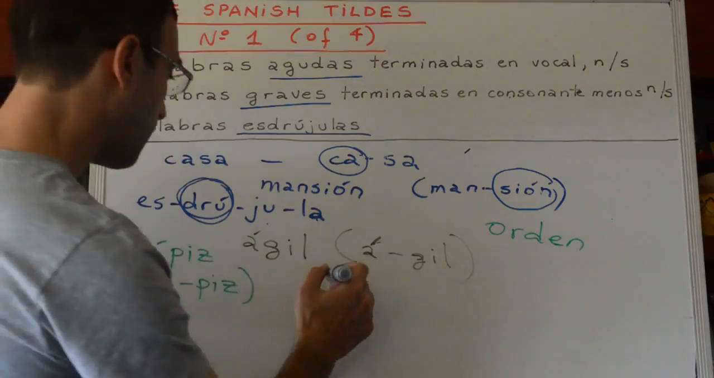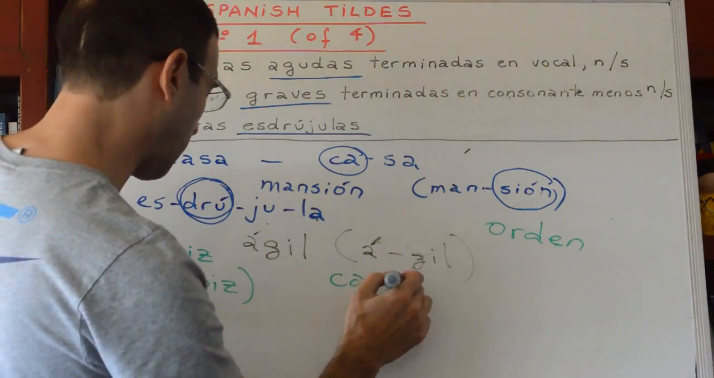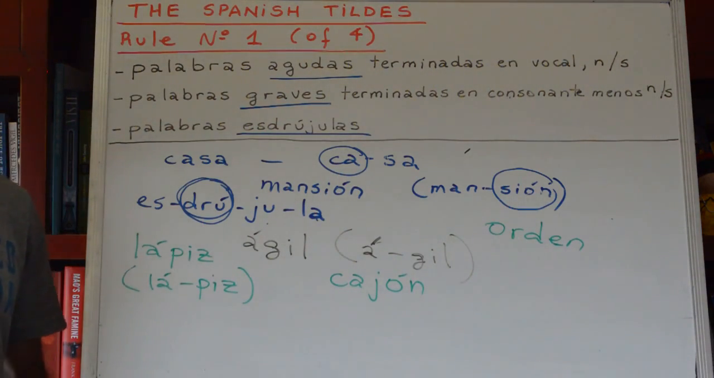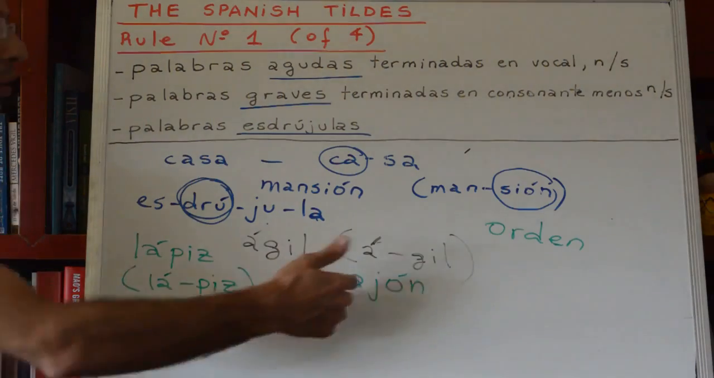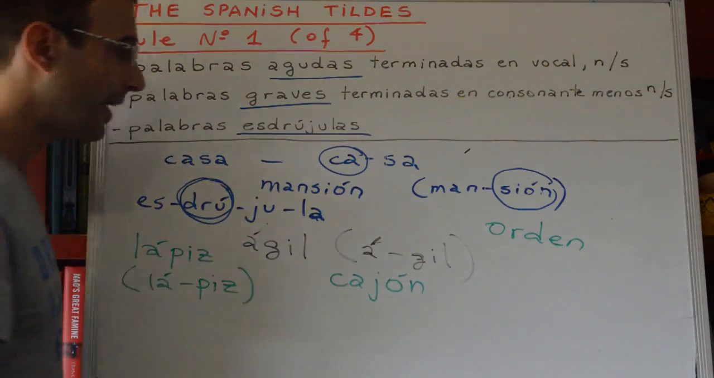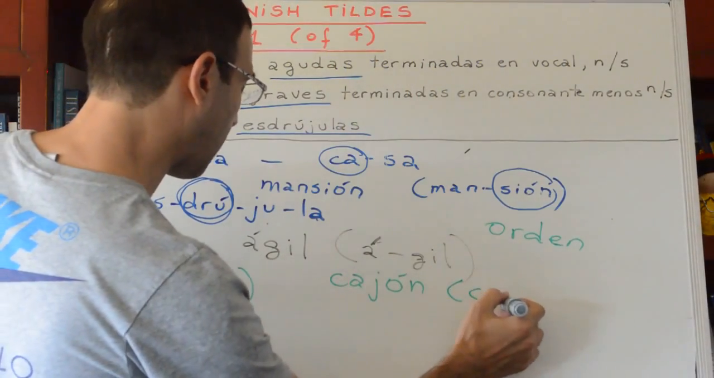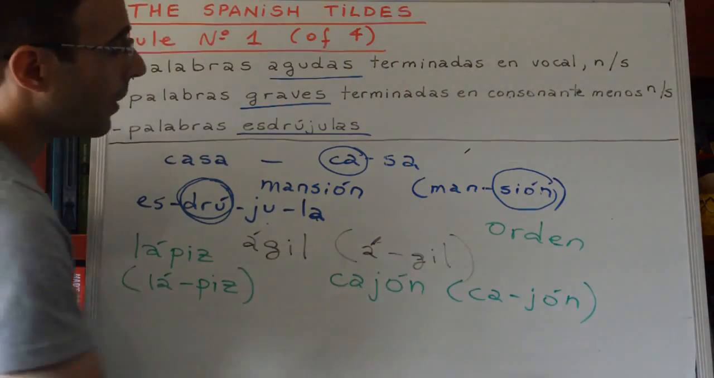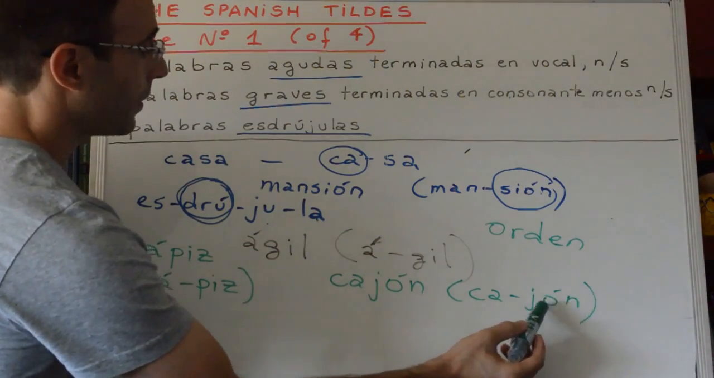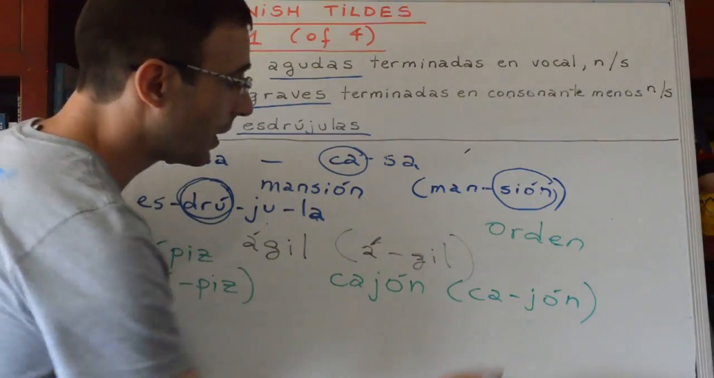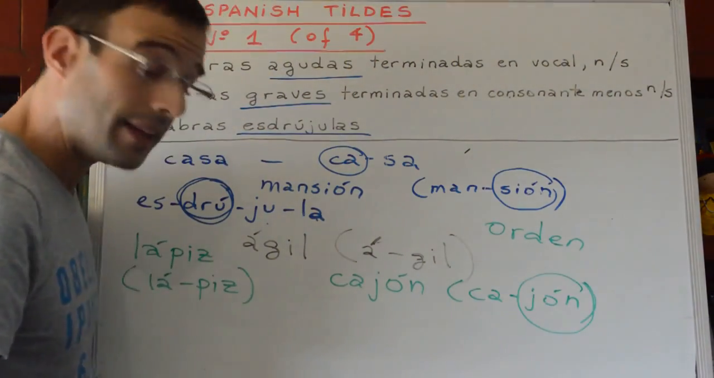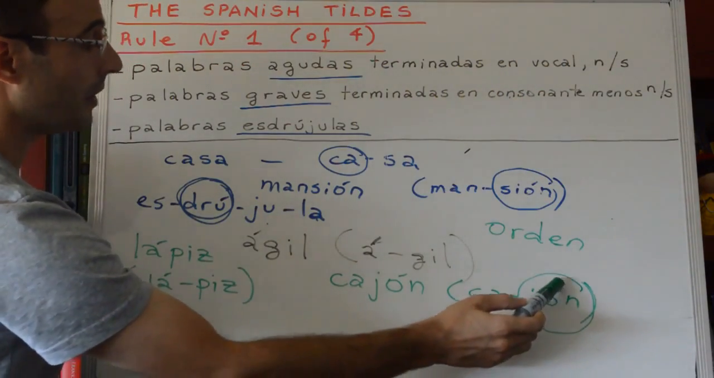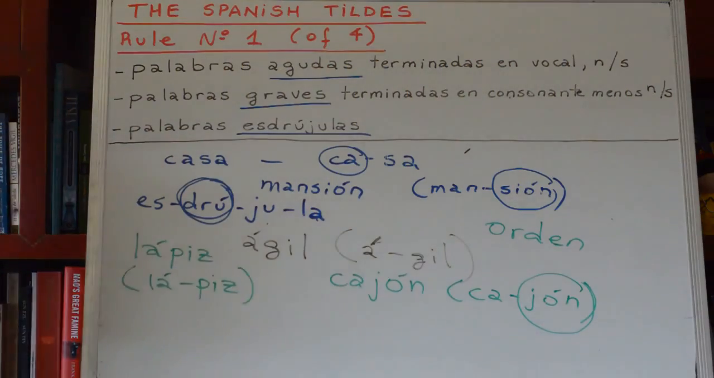Another example, now of palabras agudas that carry tildes, would be cajón, which means box, okay? Usually cajón is a wooden box. Caja we use for cardboard box and cajón more for wooden boxes, right? So the accent is in the last syllable, so it is aguda. And it ends in letter N, so it carries a tilde on the O, right?